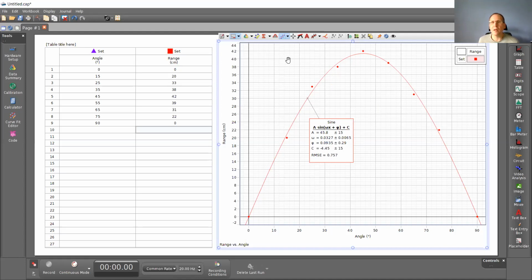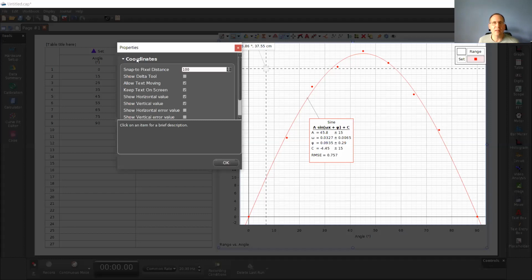So how do you do that? We're going to use the coordinate tool. It's right next to the fit icon, to the right of it. This is the add coordinate tool. And then we need to change one setting on here. Click on it, right click, go to tool properties. And where it says coordinates, snap to pixel distance, we're going to change that to 1.